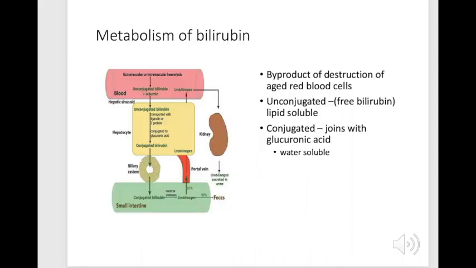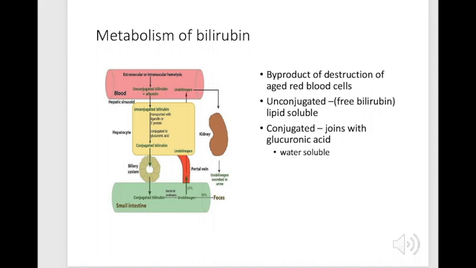Metabolism of bilirubin. Bilirubin is the byproduct of the destruction of aged red blood cells, and it gives bile its greenish black color and produces the yellow tinge that we see in jaundice. Aged red blood cells are taken up and destroyed by macrophages of the mononuclear phagocyte system, primarily in the spleen and the liver. Those macrophages are called Kupffer cells.